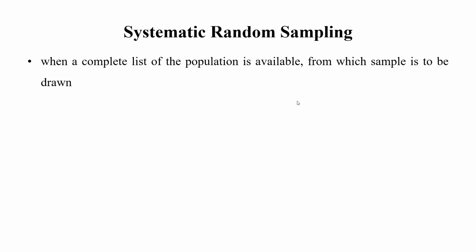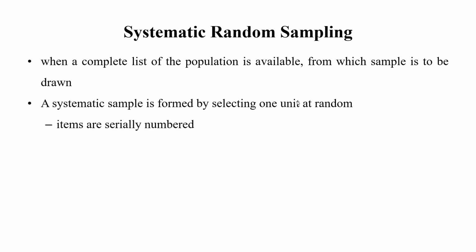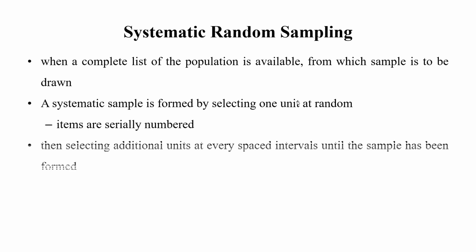Next, systematic random sampling. When the complete list of the population is available and from which the sample has to be drawn, the systematic sampling method is quite popular. In the systematic sampling method, the first sample unit has to be selected at random, and all the other items are serially numbered, and then additional units are selected at regularly spaced intervals until the sample size has been reached.